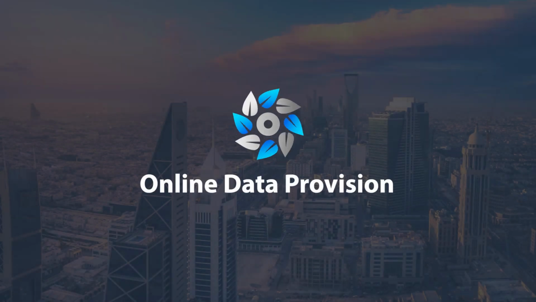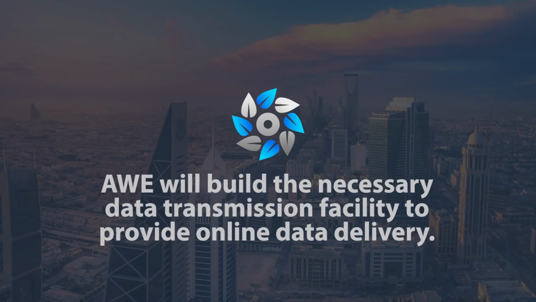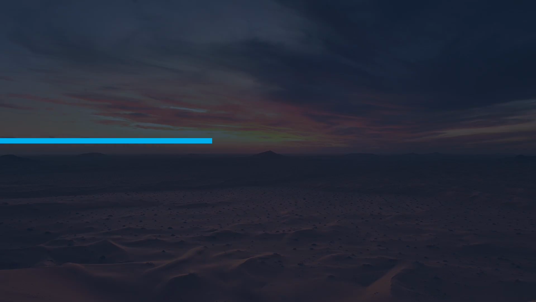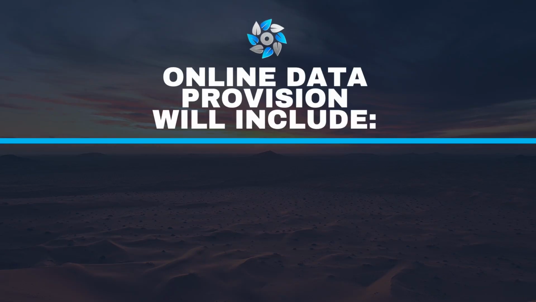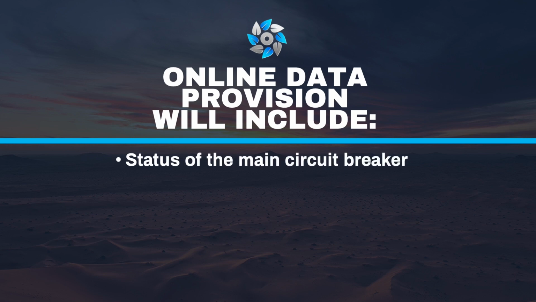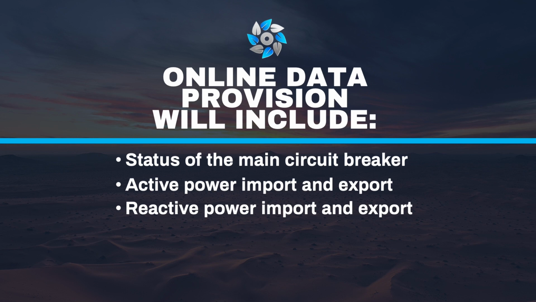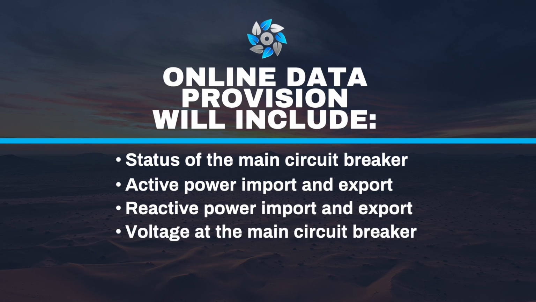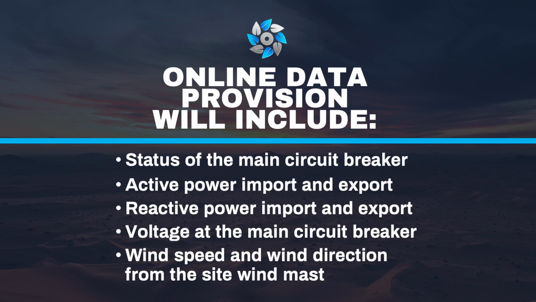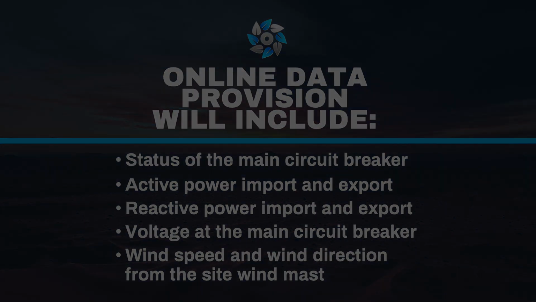Online data provision. OR will build the necessary data transmission facility to provide online data delivery. Online data provision will include status of the main circuit breaker, active power import and export, reactive power import and export, voltage at the main circuit breaker, wind speed and wind direction from the site wind mast.